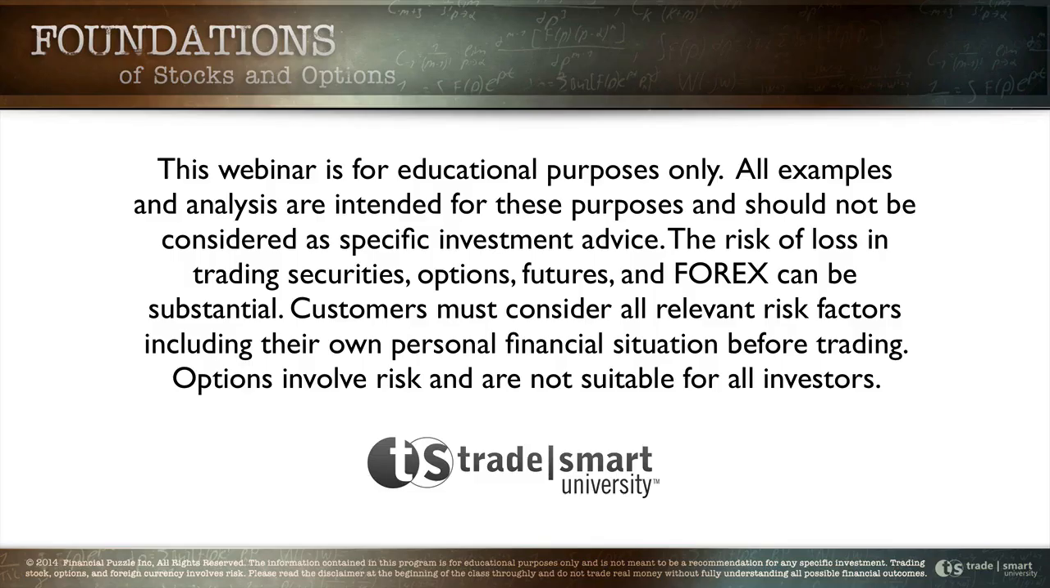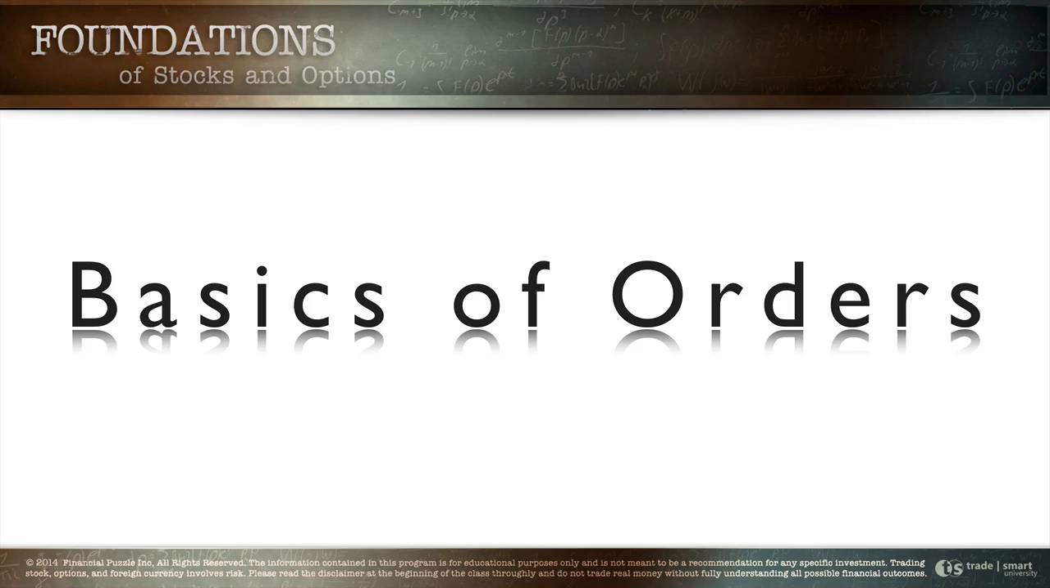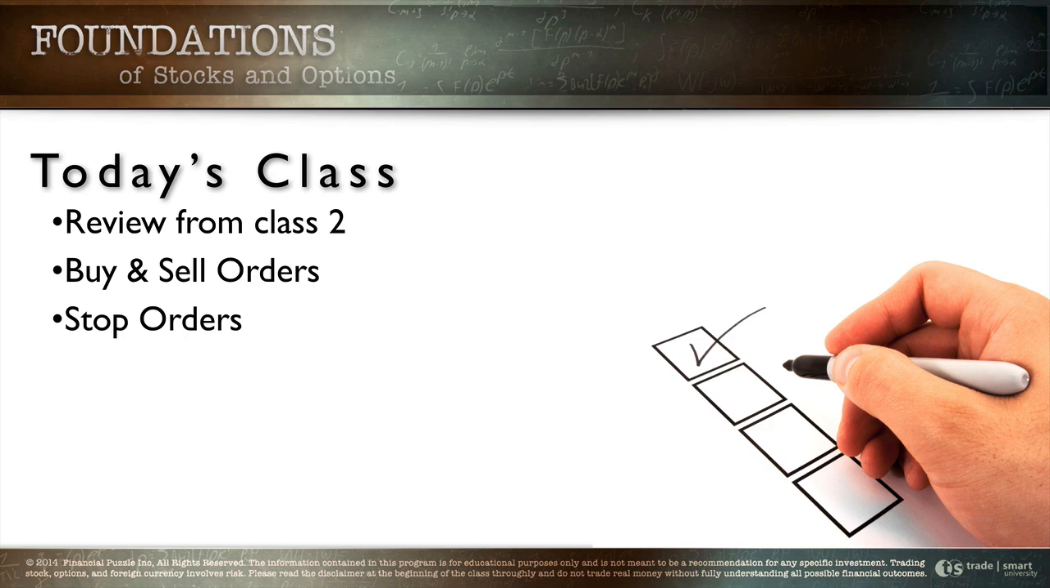We are into Class 3 tonight, which means that we have made it to the basics of orders. So we're going to talk about the basic stock orders and tie this in with what we started learning about in the last class, in class number 2. So that's how we're going to start, actually. We're going to do a quick review from class 2, and then we'll talk about both buy and sell orders, and then we will also deal with the issue of stop orders tonight. So let's get rolling here.